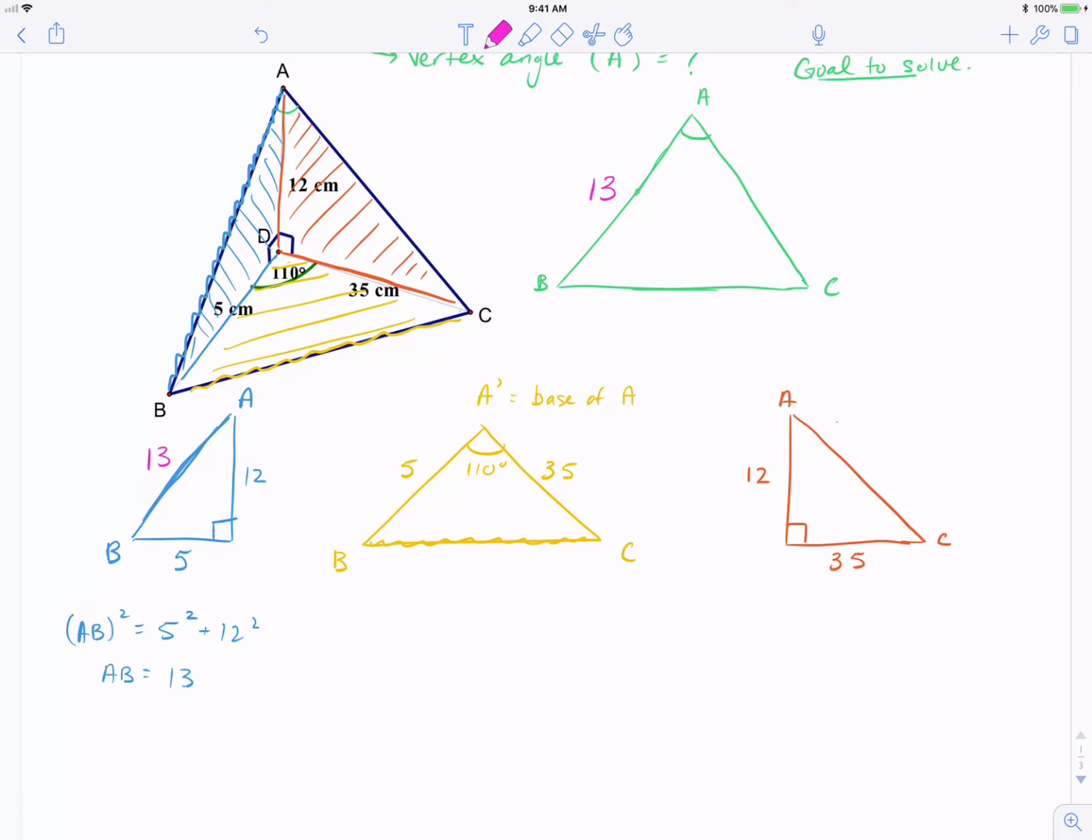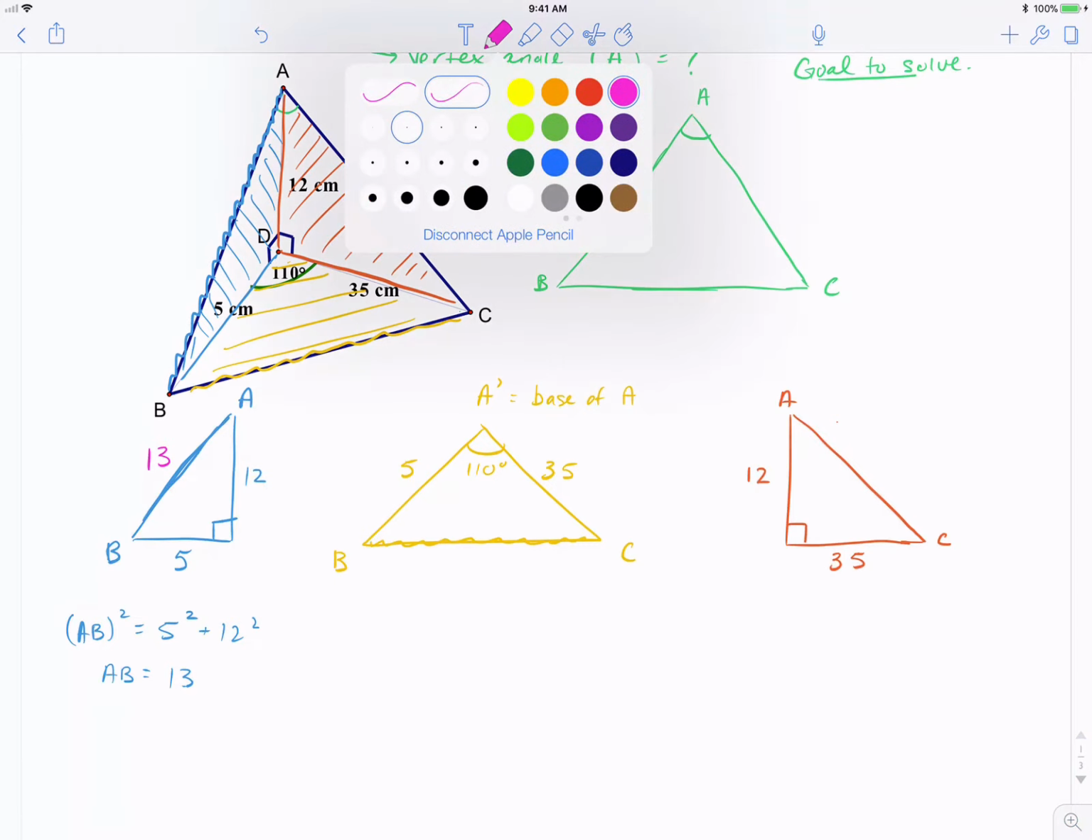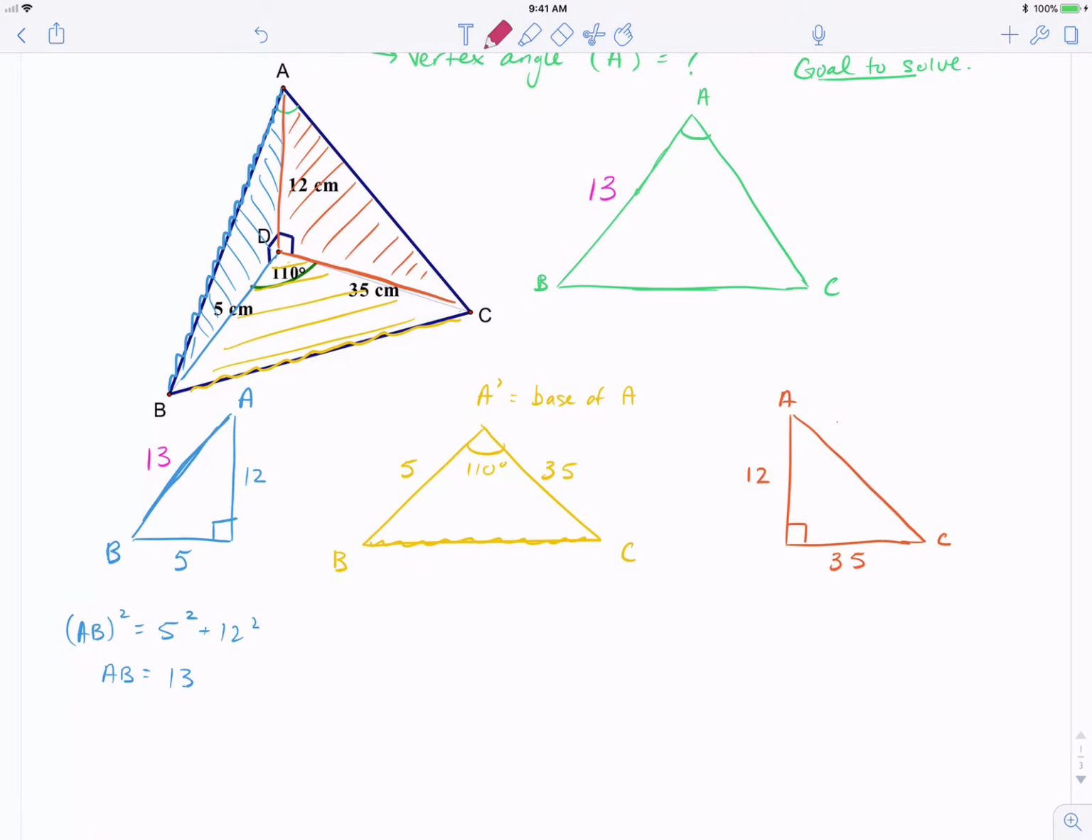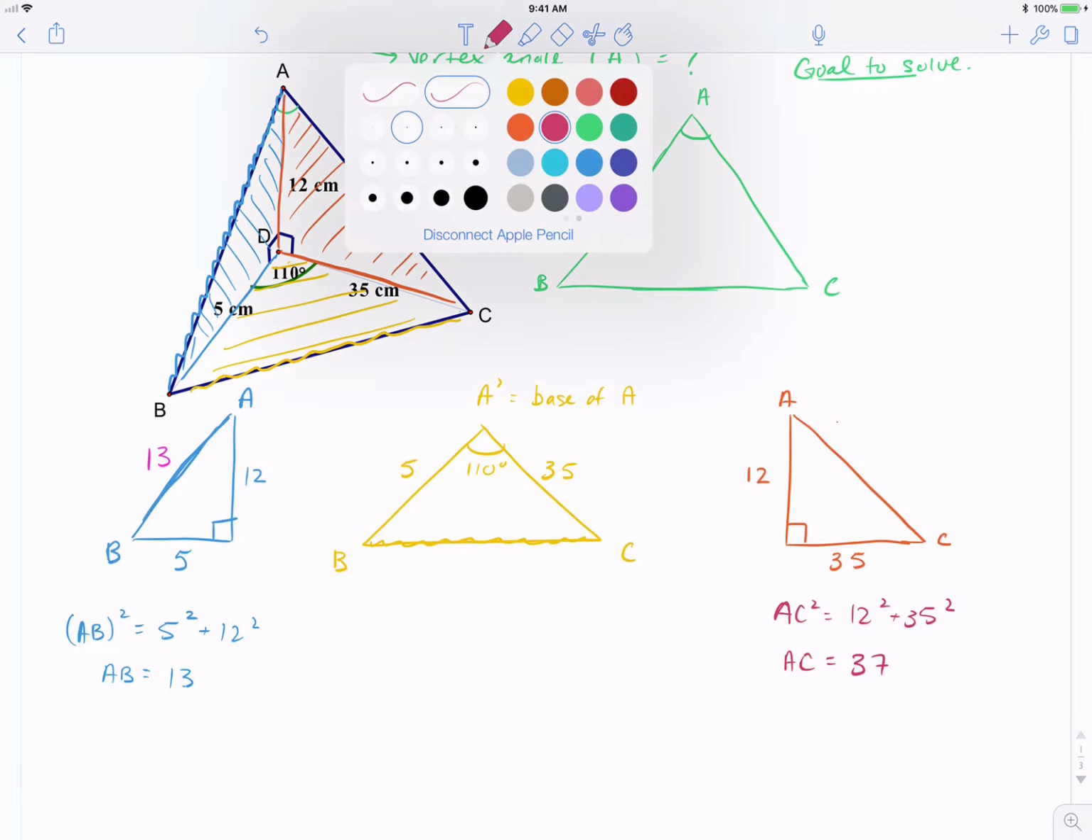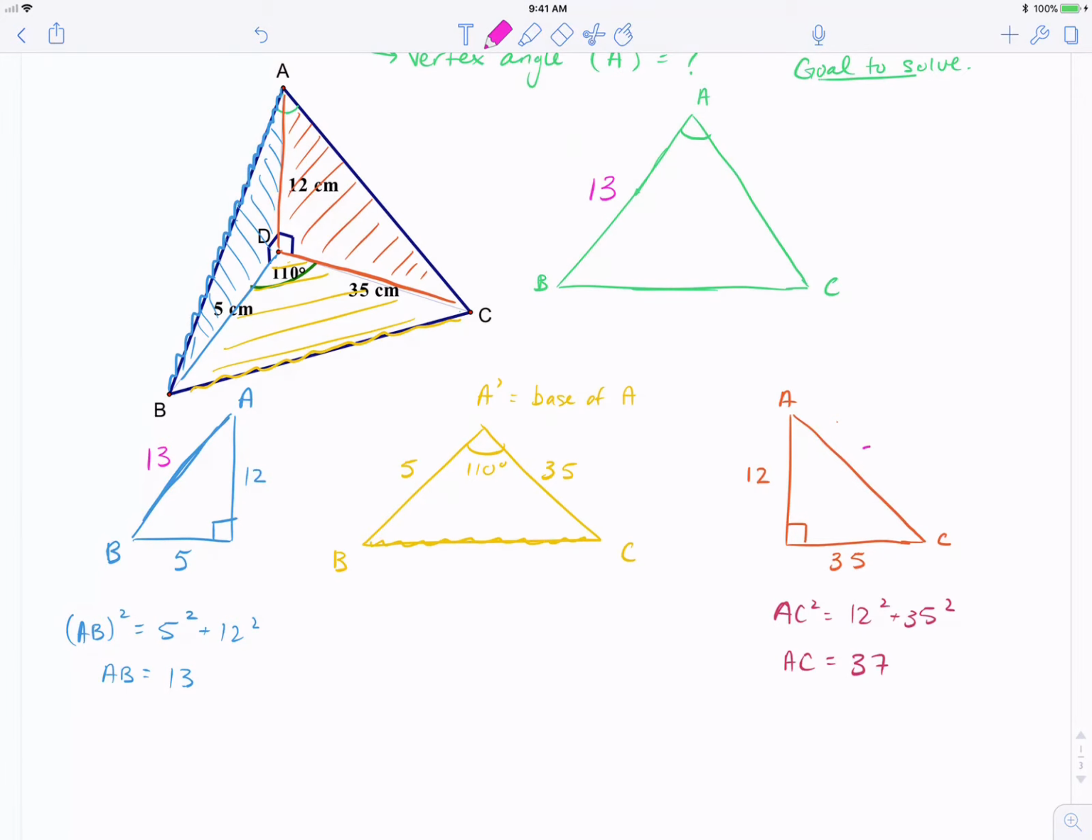Once I have AB, I can move, and just because Pythag is a little bit easier, I'm going to go all the way to the right-hand side and solve this diagram. I have AC squared is 12 squared plus 35 squared. And when I square root to solve for the length of AC, I get 37. Just as I stated before, I can fill that 37 in, AC, and remember that this is this length 37 here. I still can't solve for angle A.